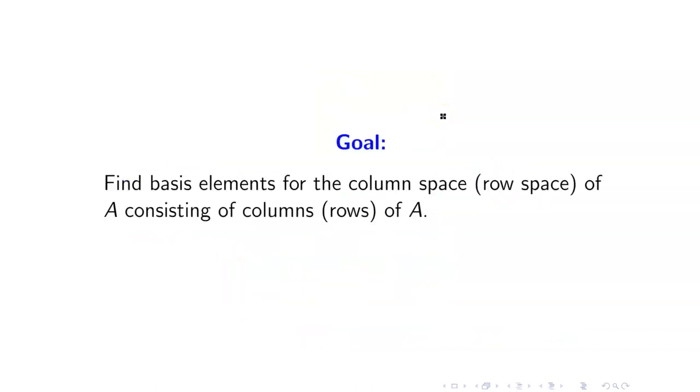What we want to do next is to find basis elements for the column space and row space of A wherein they are exactly columns and rows of A. In order to do this, we will use the method that we studied in our lesson on dimensions. Recall that in our last video lecture, when we were given a spanning set, we wanted to turn it into a basis.